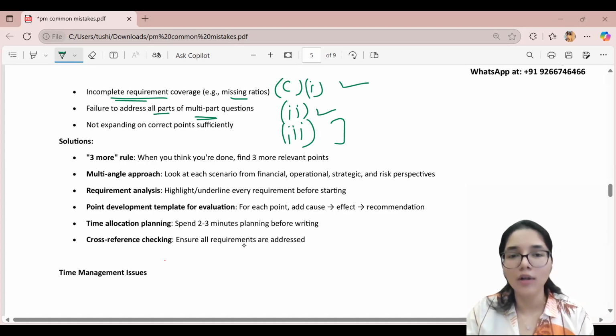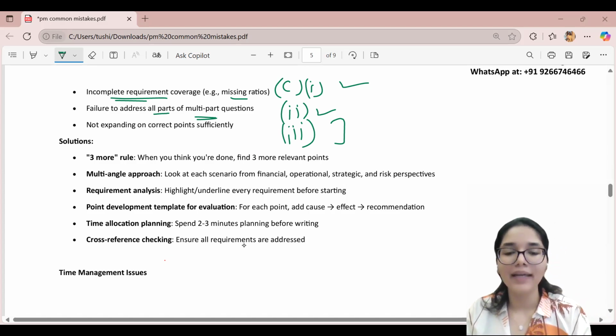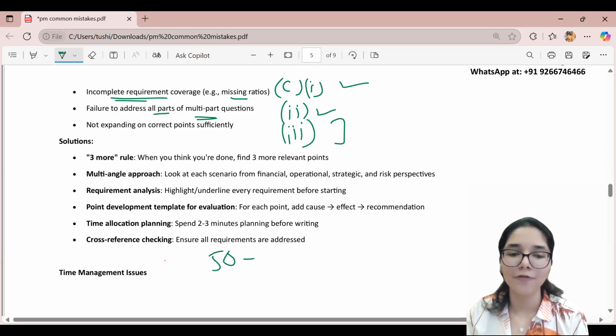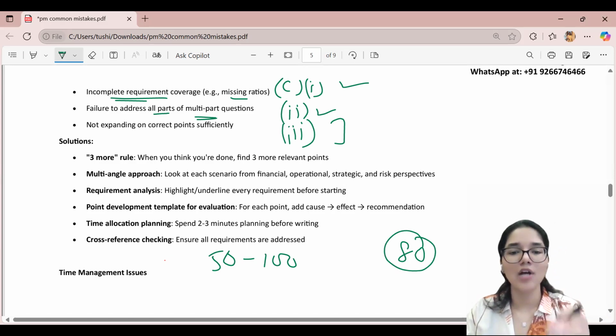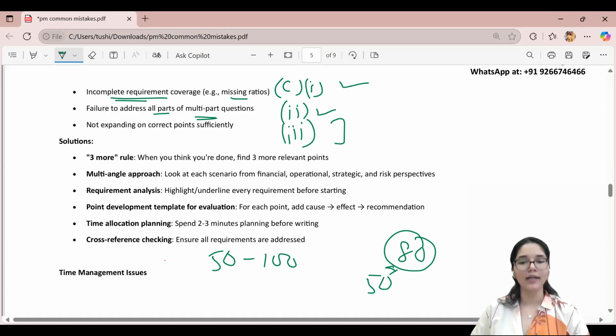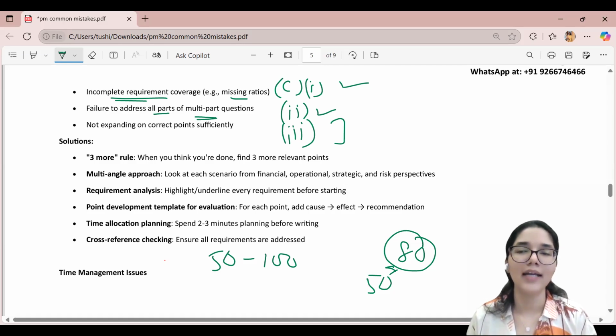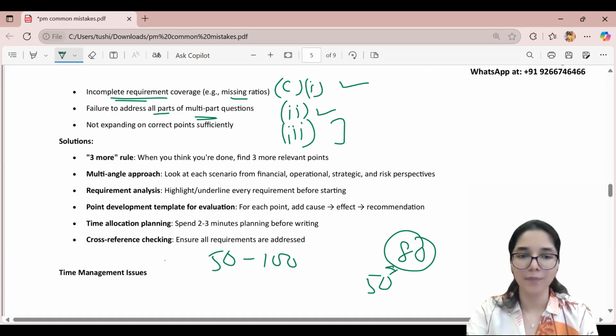That is completely non-negotiable. Obtaining 50 out of 100 would be easier than if, let's suppose, you had only attempted 80 marks of the paper. That gives you fewer chances of securing 50 out of the 80 marks that you attempted. So ensure that you attempt the entire 100 marks of the paper.